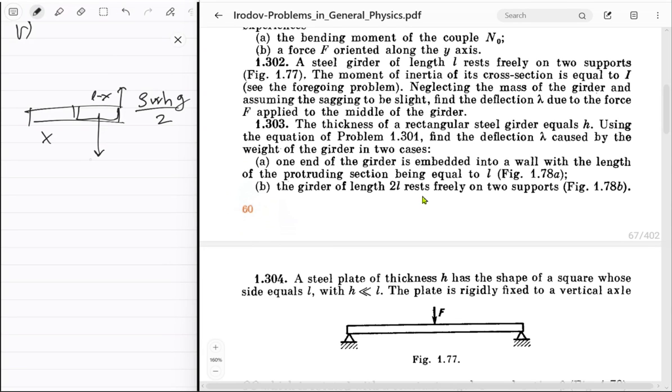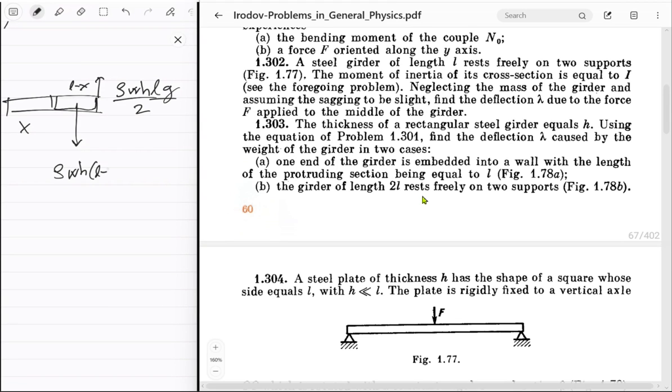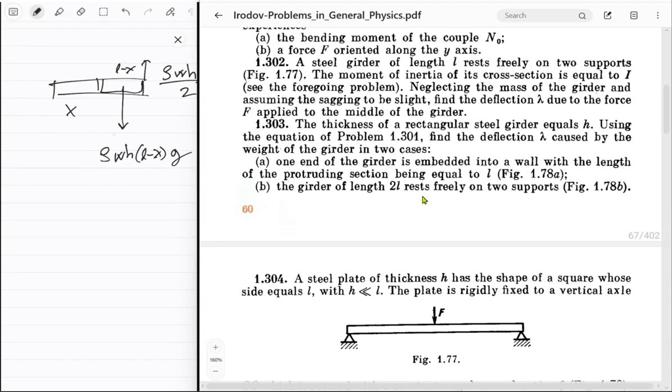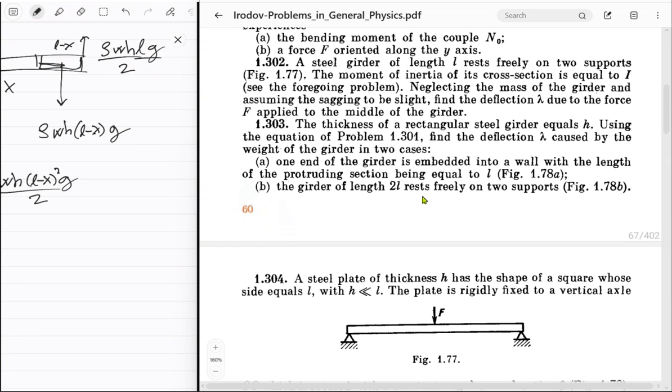How much is this force? It will be rho WH, but it should have been this times the length. That's better: rho WH times L minus x times G. That's the force. Now this piece's distance from this point is just L minus x upon 2. So the clockwise torque is rho WH times L minus x squared times G upon 2. And this whole thing's distance is L minus x, so negative rho WH L times L minus x times G upon 2.